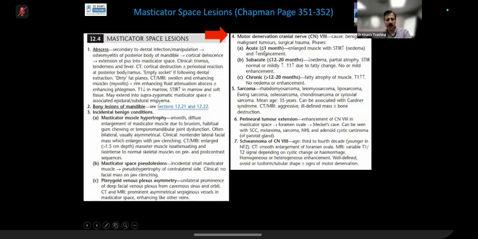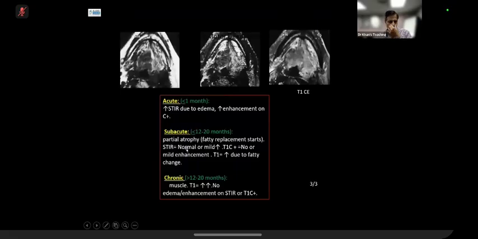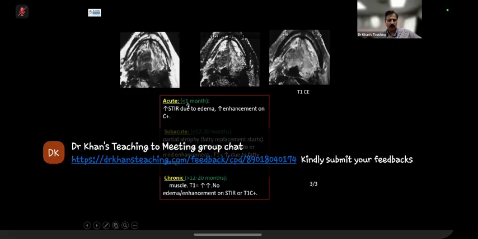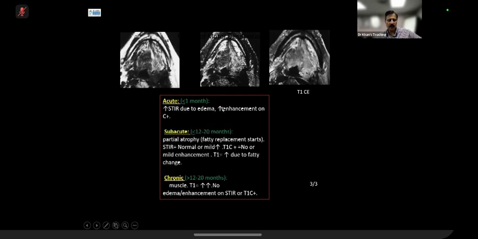So this is acute, subacute, chronic. But basically, the same concept occurs in the tongue. Initially, in the first month, there will be increased signal on STIR and enhancement on post-contrast. Then in subacute, it will change. And the definition of subacute is 12 months to 20 months. And then in chronic, there will be fatty change. So I just wanted to highlight this.